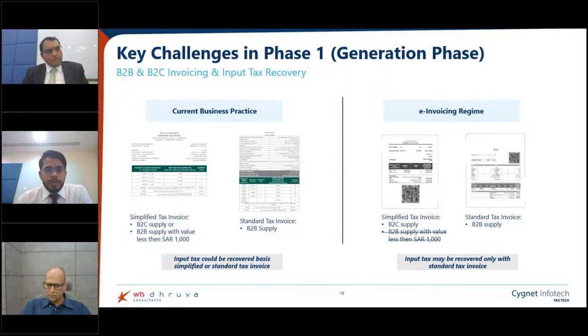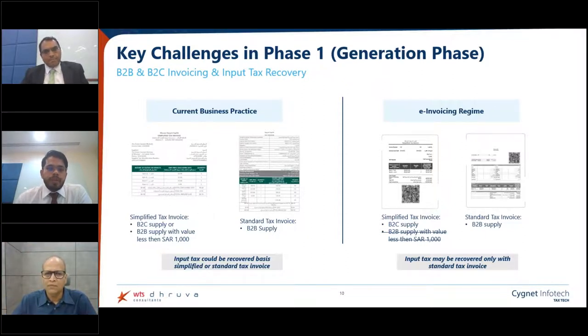So, Gee, if I may come in here, what I understand from you is basically that businesses going forward will have to insist on a full tax invoice rather than a simplified tax invoice. And it's up to the vendor now whether his system is capable of issuing those full invoices for supplies that are below 1,000 Saudi riyals, right?